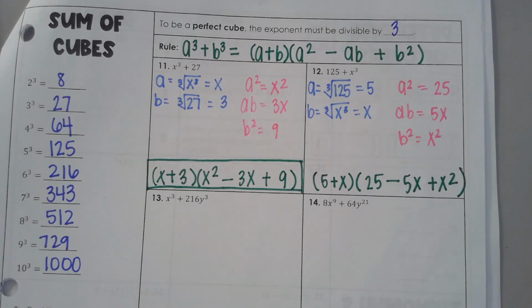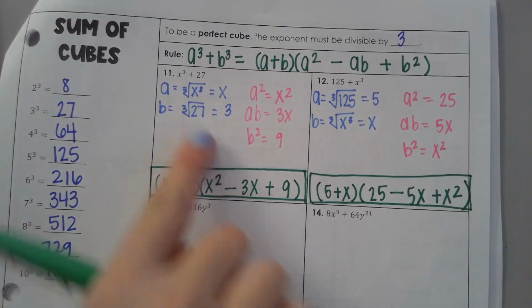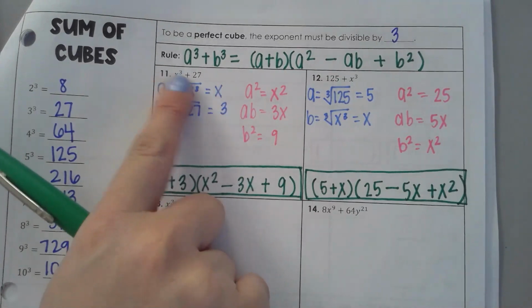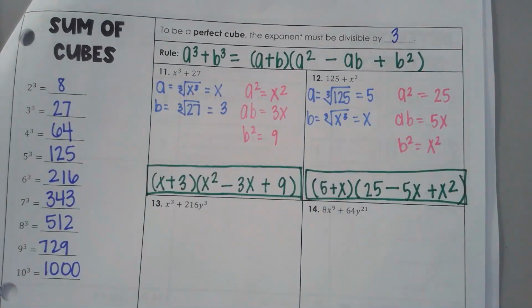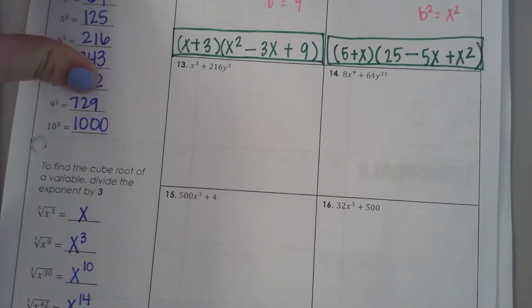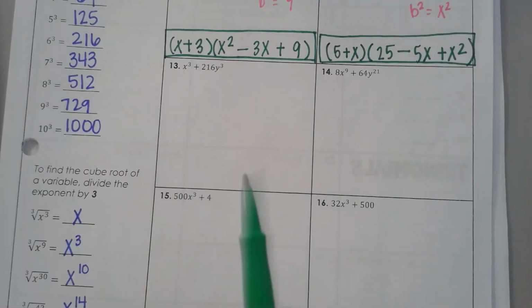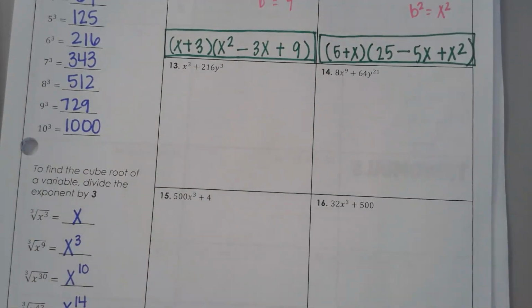Are there any questions? Now you should also always be checking to see if there's a GCF. In both of these, there wasn't. Both didn't have a whole number, and they both didn't have a variable, so there couldn't be a GCF. Number 13, those are different variables. One's an X, one's a Y, so still no GCF.